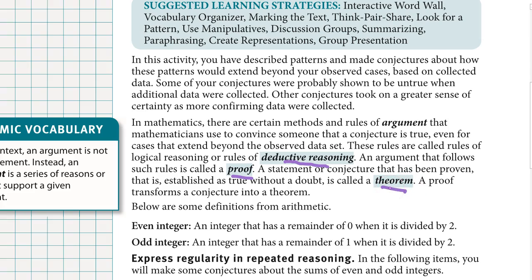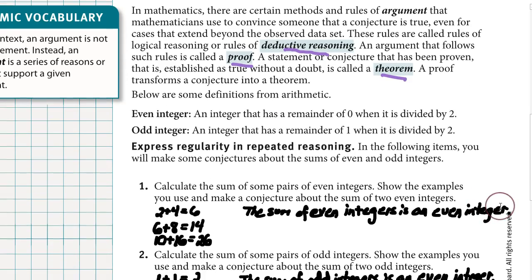In geometry class this year, we will prove that many theorems are true and then use those theorems to solve problems involving figures. Below are some definitions from arithmetic. Here's a reminder of what an even integer is: an integer that has a remainder of 0 when divided by 2. Examples are 2, 4, 6, 8, and so on. An odd integer is an integer that has a remainder of 1 when it's divided by 2. Examples are 1, 3, 5, 7, and so on.